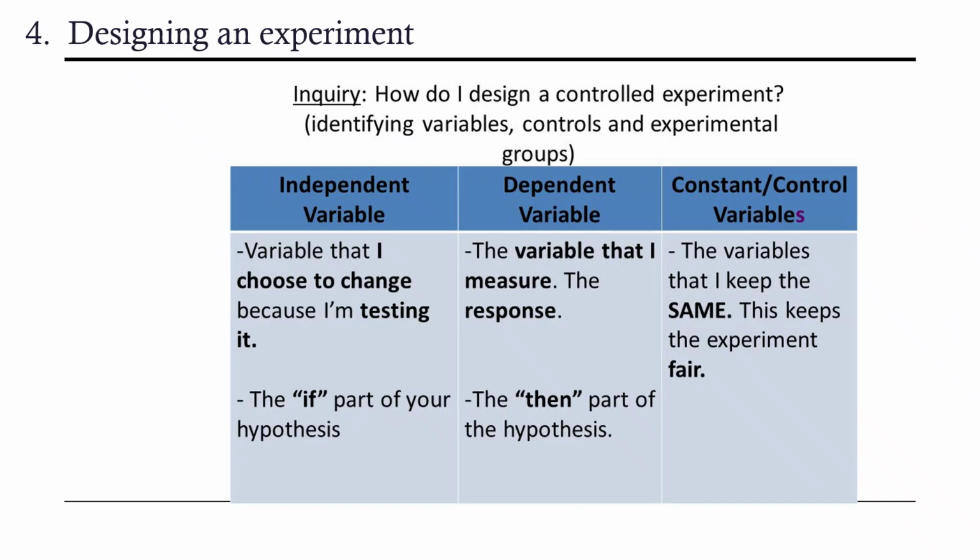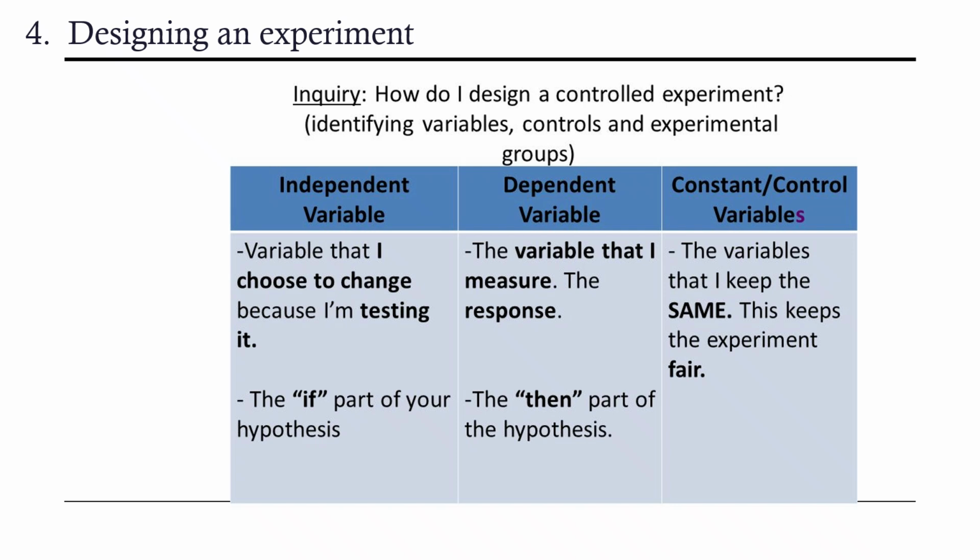So we have to design an experiment that is going to be able to answer our question based on our hypothesis. So basically, how do I design a controlled experiment? How do I make sure that I'm answering the question I want to ask? So here are a couple of definitions to get us started. The first is our independent variable.